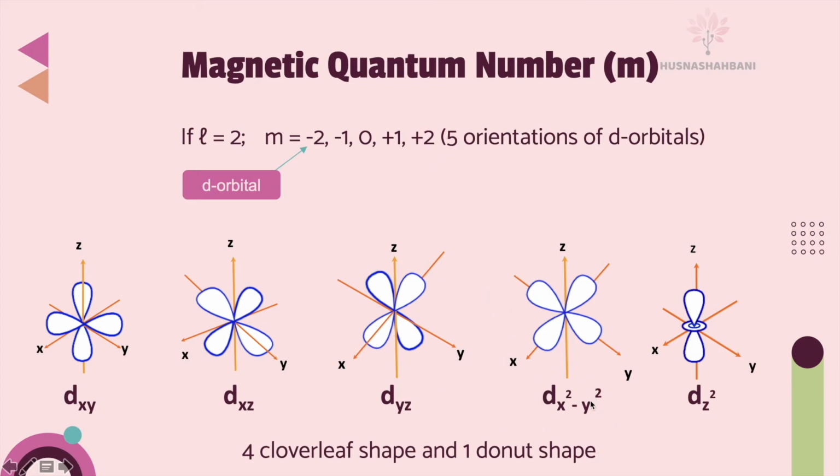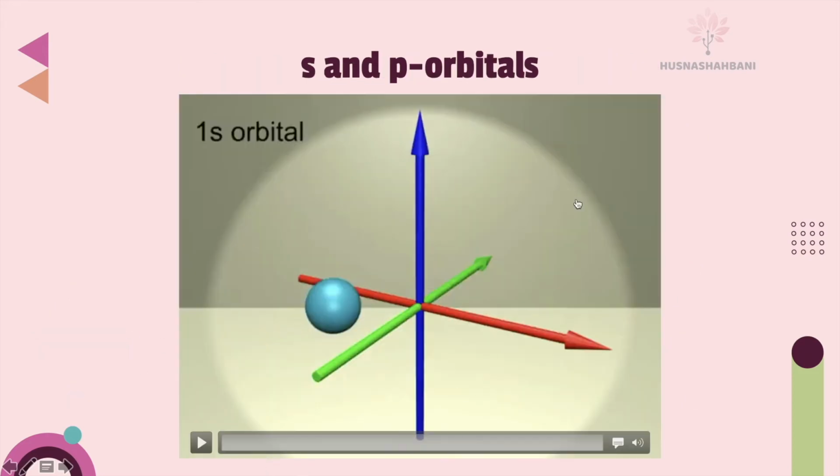Next, dx square minus y square means the lobe, the cloverleaf, must be on the x-axis and on the y-axis. That's what the square means. For dz square, two loops are on the z-axis. dz square is the only donut shape for d orbitals. The other four d orbitals are cloverleaf shaped.